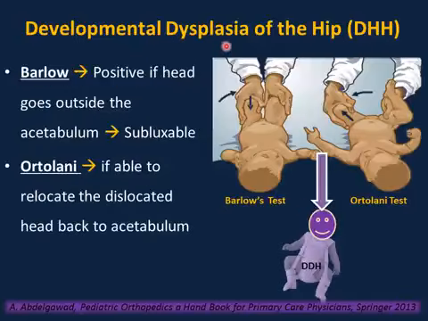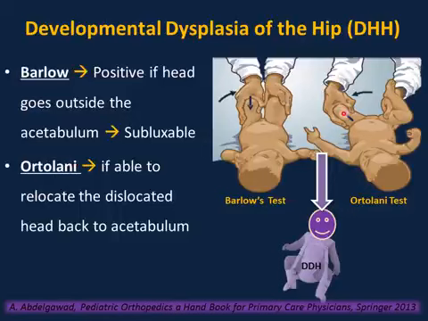All neonates have to be screened for developmental dysplasia of the hip by performing physical examination, Barlow and Ortolani. What is Barlow? The idea of Barlow is whether you are able to dislocate the head of the femur outside the acetabulum by holding the thigh, as shown in the figure, in adduction with gentle push downward. If you feel the head of the femur coming outside the acetabulum, what is called the clunk, this means the head is subluxable, a positive test.